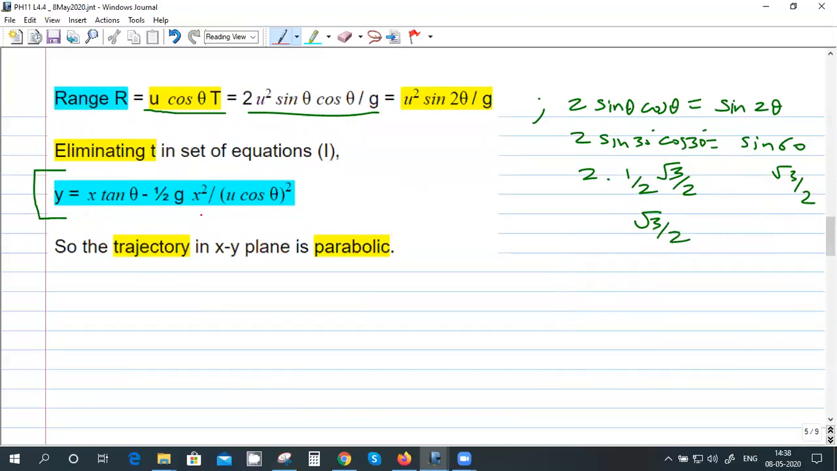So now we have a relation between y and x. Time is eliminated. So how will the plot of this curve look? It is a plot of y versus x. This relation, this function, if I try to plot it, how will it look? Do you have any idea? You know the equation of a straight line, right? What is the equation of a straight line? y equal to?